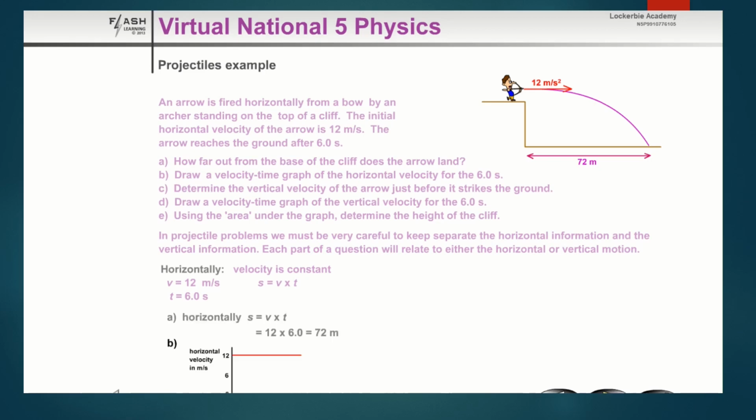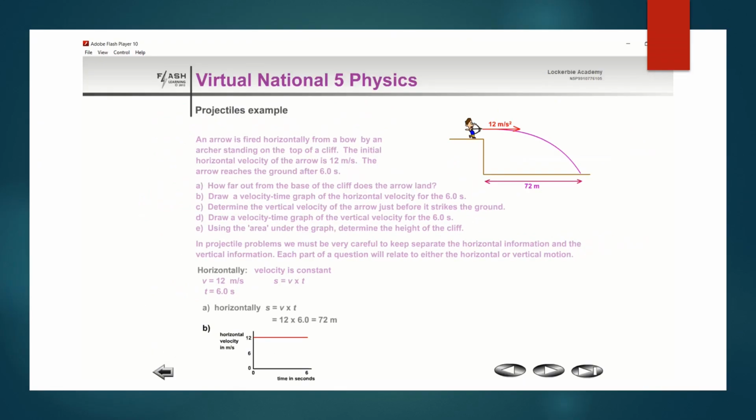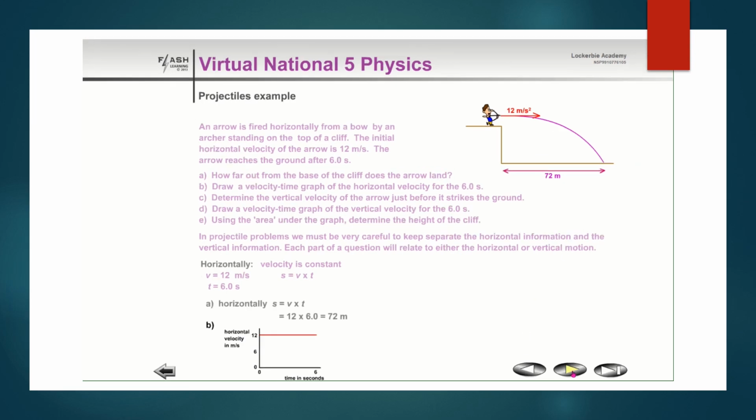We know that the velocity horizontally is constant, so a velocity time graph would have a straight horizontal line with the horizontal velocity as 12 meters per second. It will travel like this for 6 seconds. Vertically, there's an acceleration. In this example, we take the acceleration due to gravity as 10 meters per second squared.